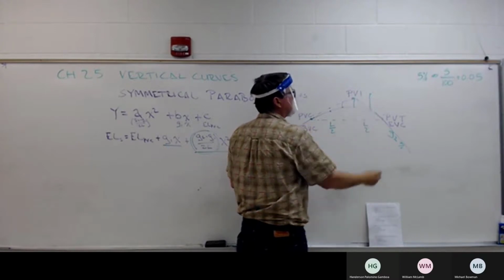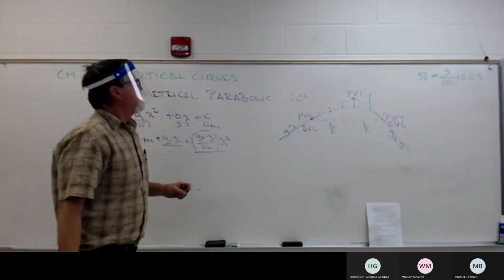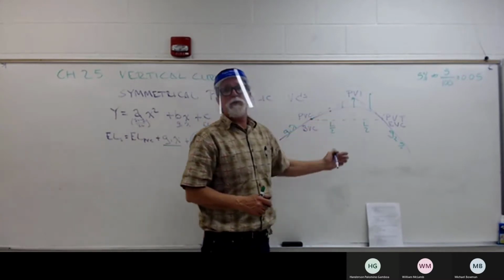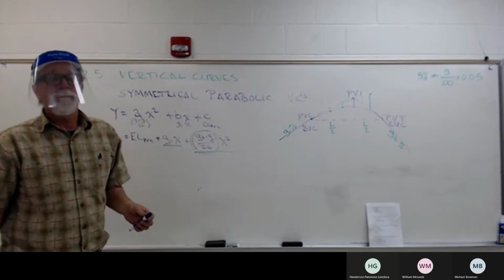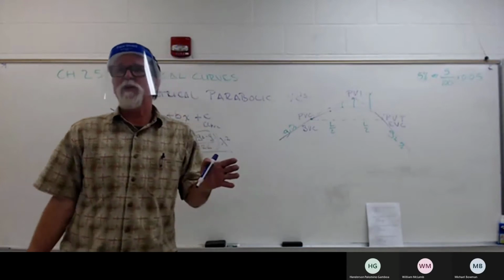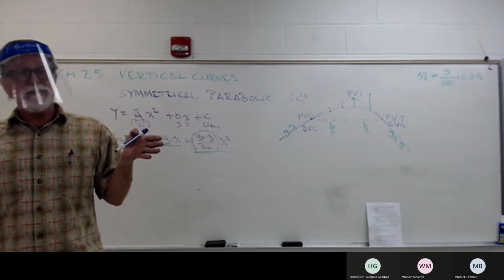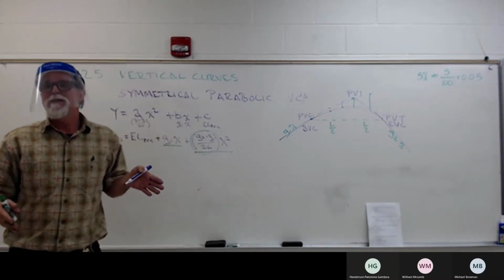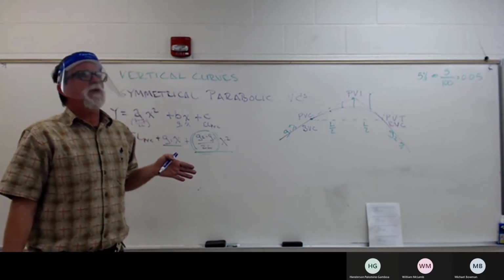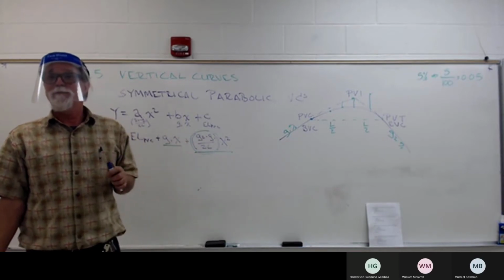Is x just whatever your station is that you're looking at? It's that station minus the PVC station. It's the distance from the PVC to that. The length arc? Well, it's not an arc length. It's just a linear station difference, a horizontal distance. Don't even think of it like the chord. It just represents the change in station from the PVC to the station you're trying to solve for.